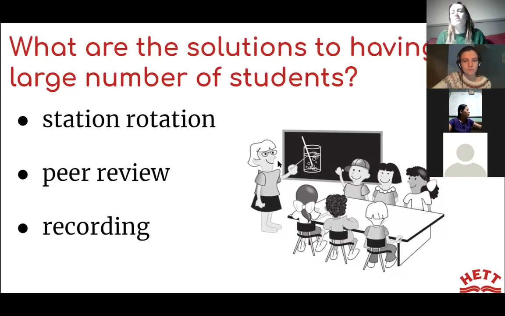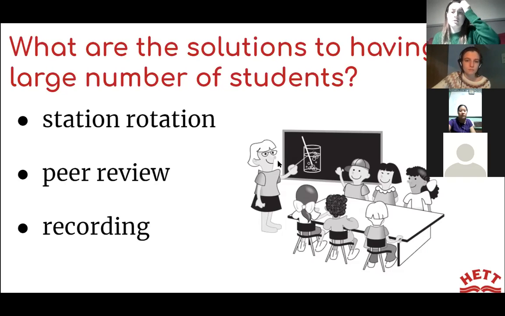Peer review, also you can have them give feedback to each other, and review each other's work. And then that means that the teacher doesn't have to take the same amount of time to be giving feedback and maybe marking assignments and that type of thing.